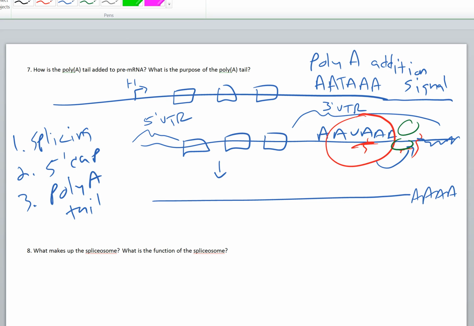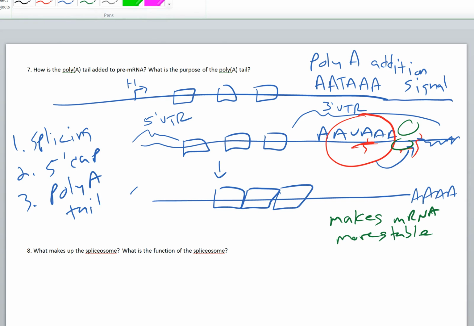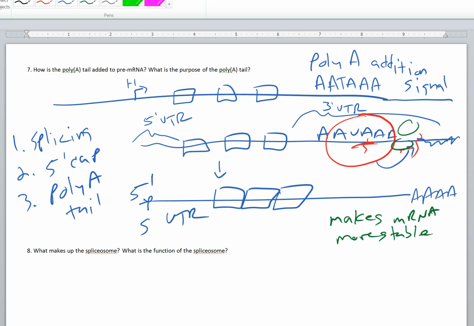And the function of this tail, once you have it, is that it makes the RNA more stable. So maybe there's RNAs that don't get completely transcribed or something. If you take away that poly A tail, the RNA will get chewed up and degraded. So then you've got your exons spliced together, your 5' cap, your 5' UTR, and your 3' UTR. So that's that.